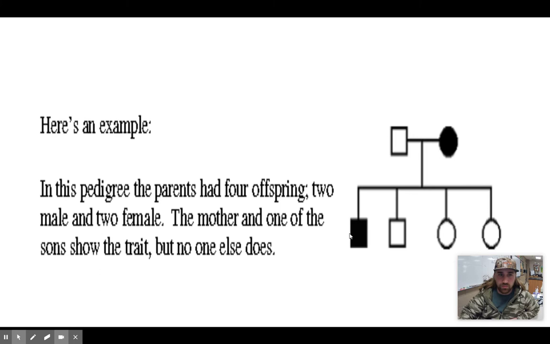Okay. So moving on. Here's an example. It says, in this pedigree, the parents had 4 offspring, 2 male and 2 females. The mother and one of their sons showed the trait, but no one else does. Is there a possibility, could we figure out how to actually show what the genotypes are of these parents? And the answer is yes.